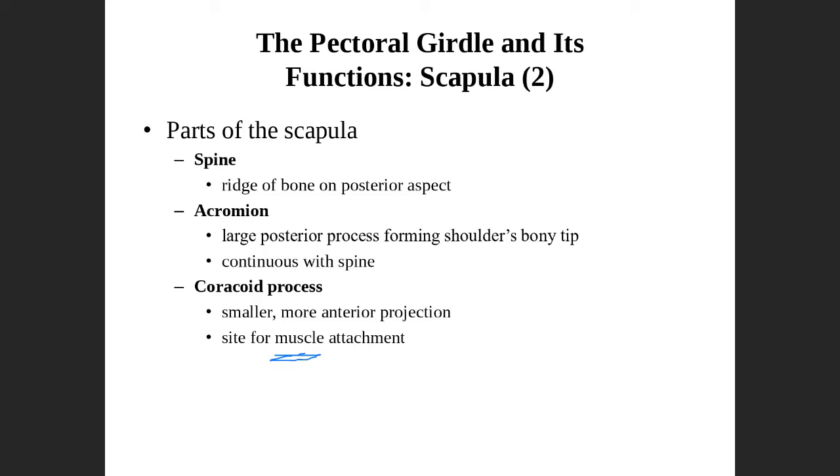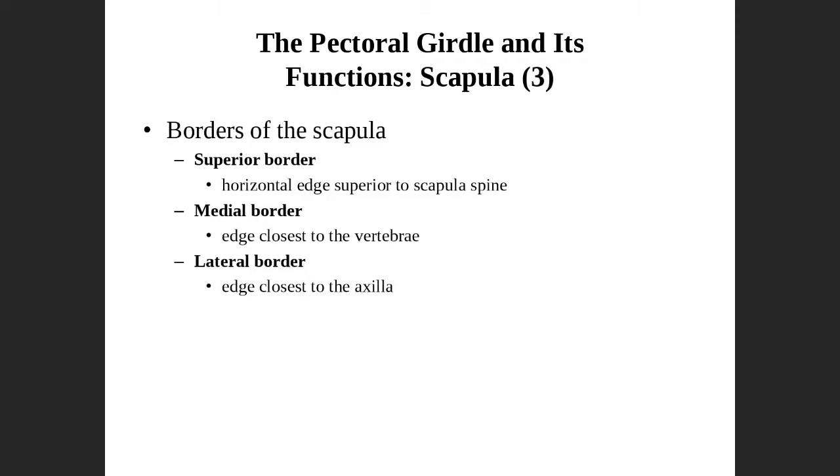Let's talk about the borders of the scapula, and we have three of them. It's triangular, so obviously there's only going to be three borders since there's only three sides. The top border is going to be the superior border. The medial border is going to be the one that's closest to the spine, also known as the vertebral border, but we're not going to be calling it that. And then we have the lateral border, which is going to be closer to the axilla. The axilla is your armpit.